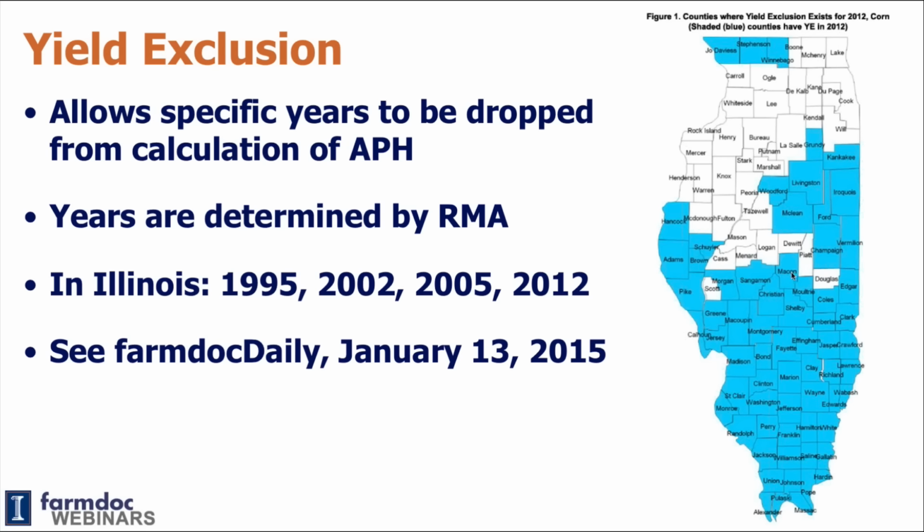Here are the counties in Illinois where yield exclusion is available for 2012. You can see there are quite a few counties for which yield exclusion is available. 2012 is the year in which most yield exclusion was available in Illinois. And if you happen to be in these counties, DeWitt, Piatt, Douglas, any of these white counties, it's not available. So in those counties, the yields did not fall, or yield in that county or the adjacent county wasn't low enough to trigger a yield exclusion.